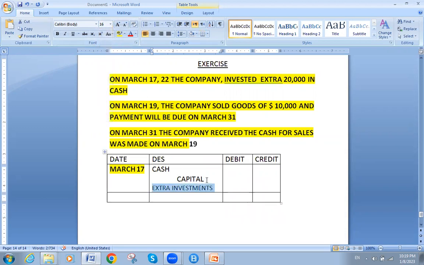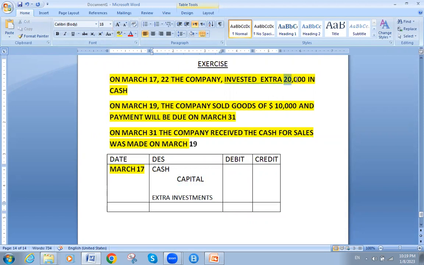Here we go. Now just leave part of it here. And the amount is 20,000. Here we go for the amount 20,000, Control and C, and V. And this is also here. And we'll go down. So this is the first transaction on March 17.